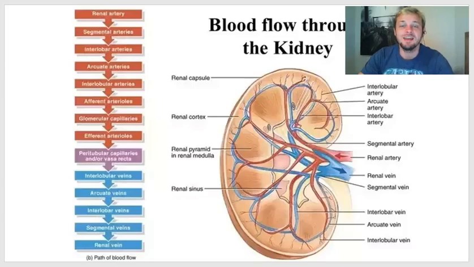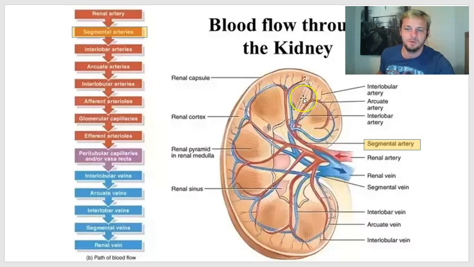All right, so today we're going to go through the blood flow of the kidney. If you look right here, you have your renal artery coming in. As that renal artery comes in, it splits into three segments. They're going to go superior, lateral, and inferior. And then that segmental artery splits to go to these interlobar arteries.